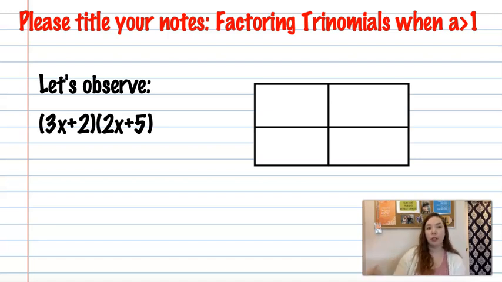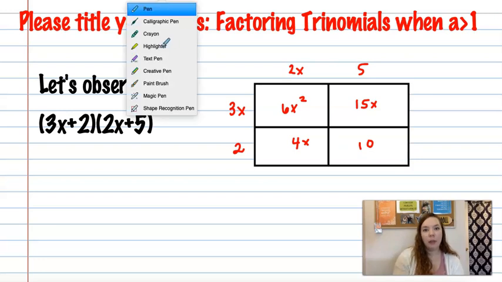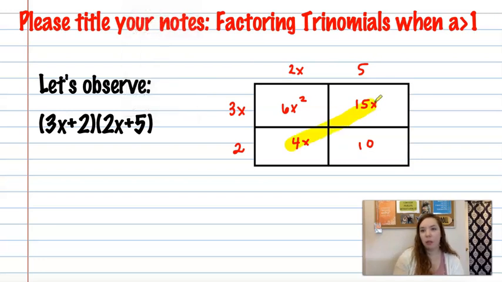So first we're going to just observe what happens because we already know how to multiply, and we're going to see if we can find some patterns. So here I have 3x plus 2 and 2x plus 5. So in this box I will get 6x squared, 15x, 4x, and 10. And remember, we're trying to find patterns really for these two middle terms.